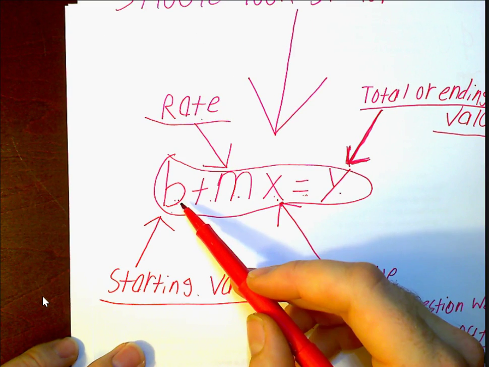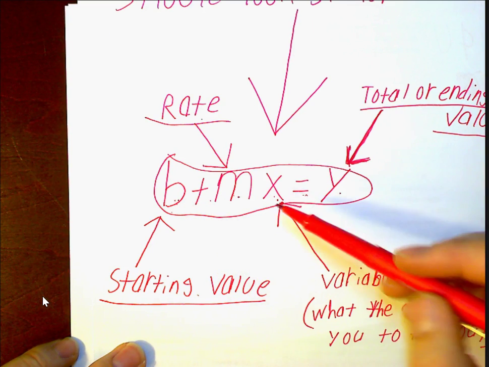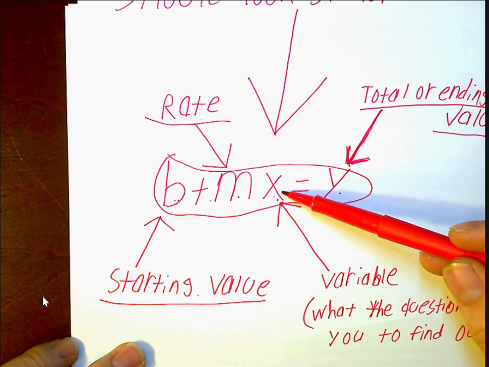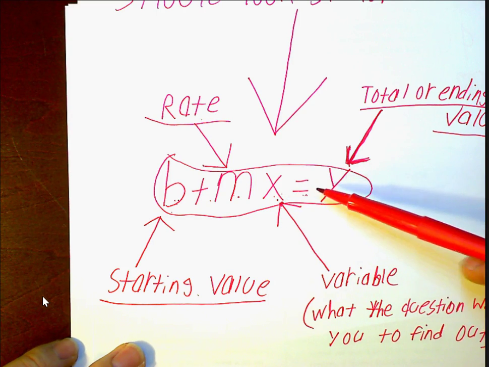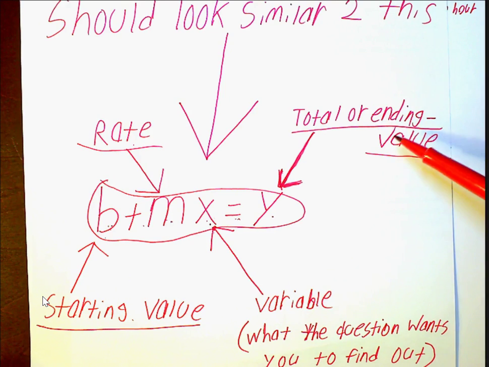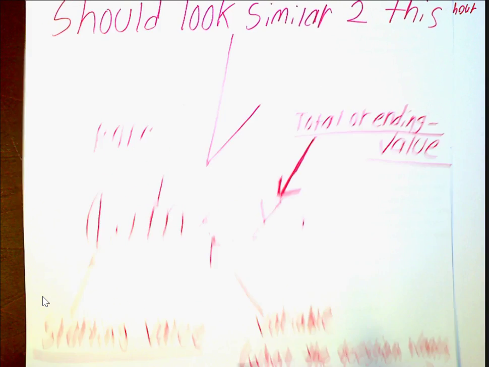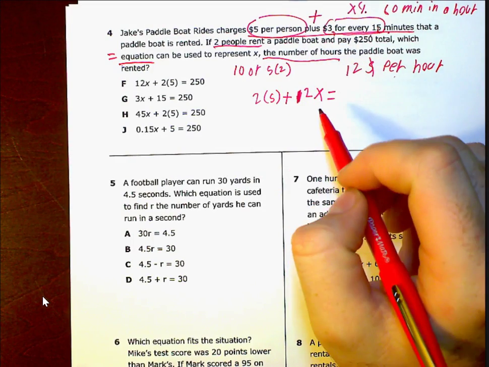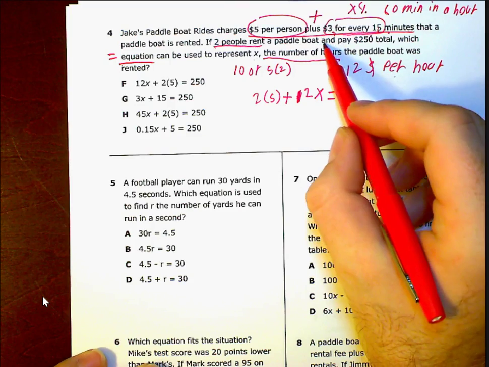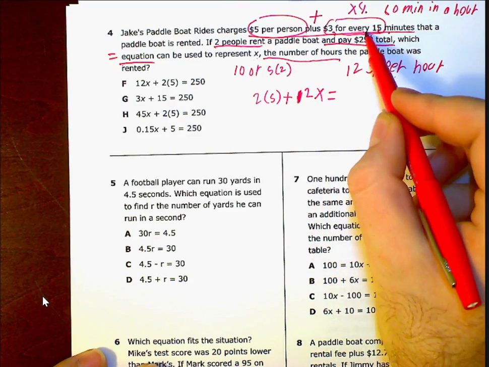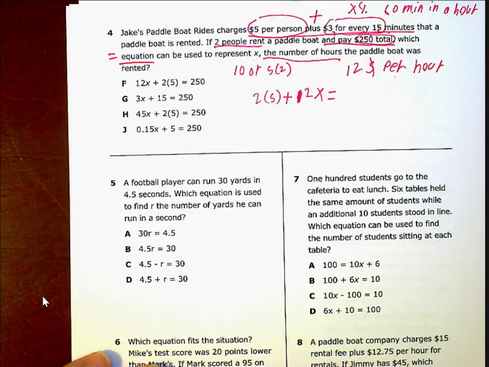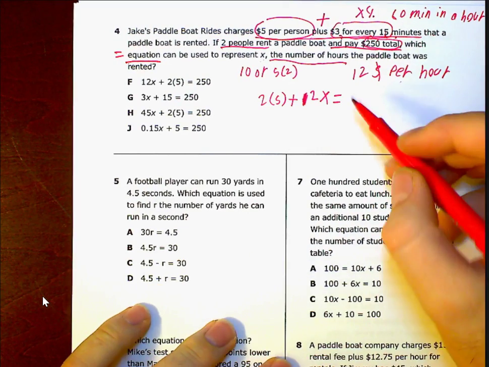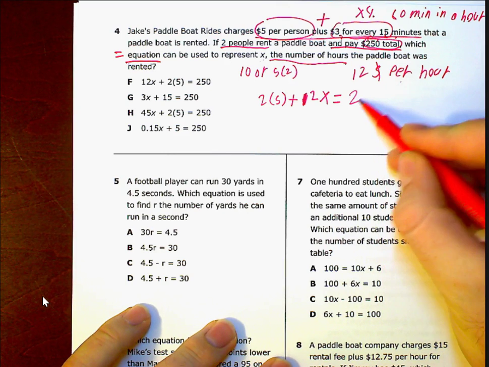We had a starting value, 2 times 5. Then we had our rate, $12 per hour. X is what we're looking for. X is the number of hours. And then equals, what did I say y was? Total, or ending value. We can find that in the problem too. So this is the one where you can think of y as total, because they say, and pay $250 total. So sometimes the language is easy for you. They make it very obvious for you sometimes. So we know our total or ending value is $250.